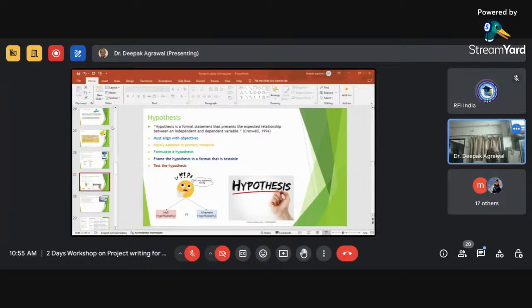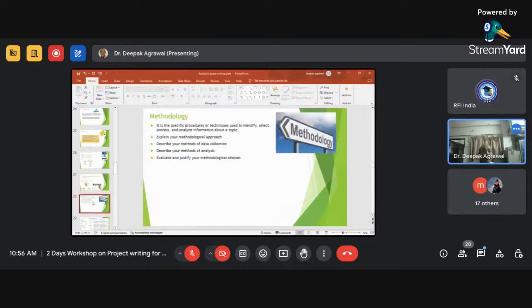However many hypotheses you adopt, each must be followed by some statistical testing, and then it will be followed by the result. Mostly adopted in primary research, you must formulate a hypothesis and frame it in a format which is testable. In case you are unable to apply any test, don't use it, and test the hypothesis with the most appropriate tools.